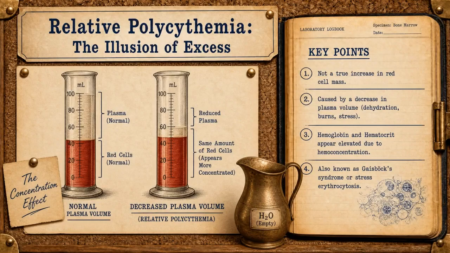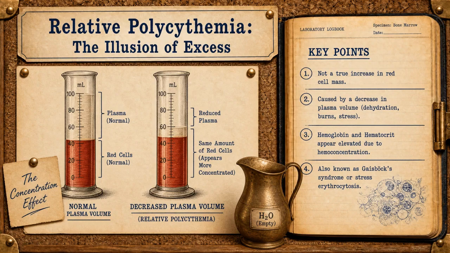Alright, histotechs, last but not least in our polycythemia discussion, let's quickly cover relative polycythemia. This one is a bit of a trickster, because while the patient's hemoglobin and hematocrit might appear elevated, there isn't actually an increase in the total red blood cell mass. It's all about the fluid. Relative polycythemia is defined as an apparent increase in red blood cell count due to a decrease in plasma volume. The most frequent culprit is dehydration, which can be due to severe vomiting, prolonged diarrhea, or inadequate fluid intake.